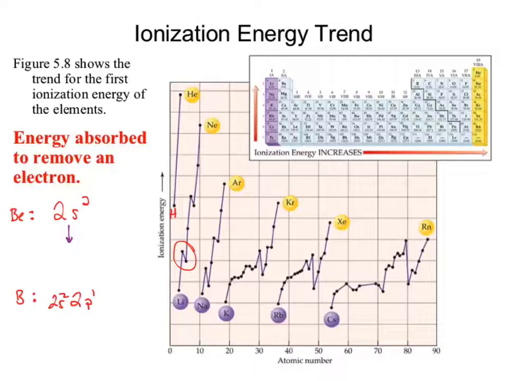What is ionization energy? Remove an electron. So would it become 2p1? No, it becomes 2s1. What happens with boron? It becomes 2s2. Okay.